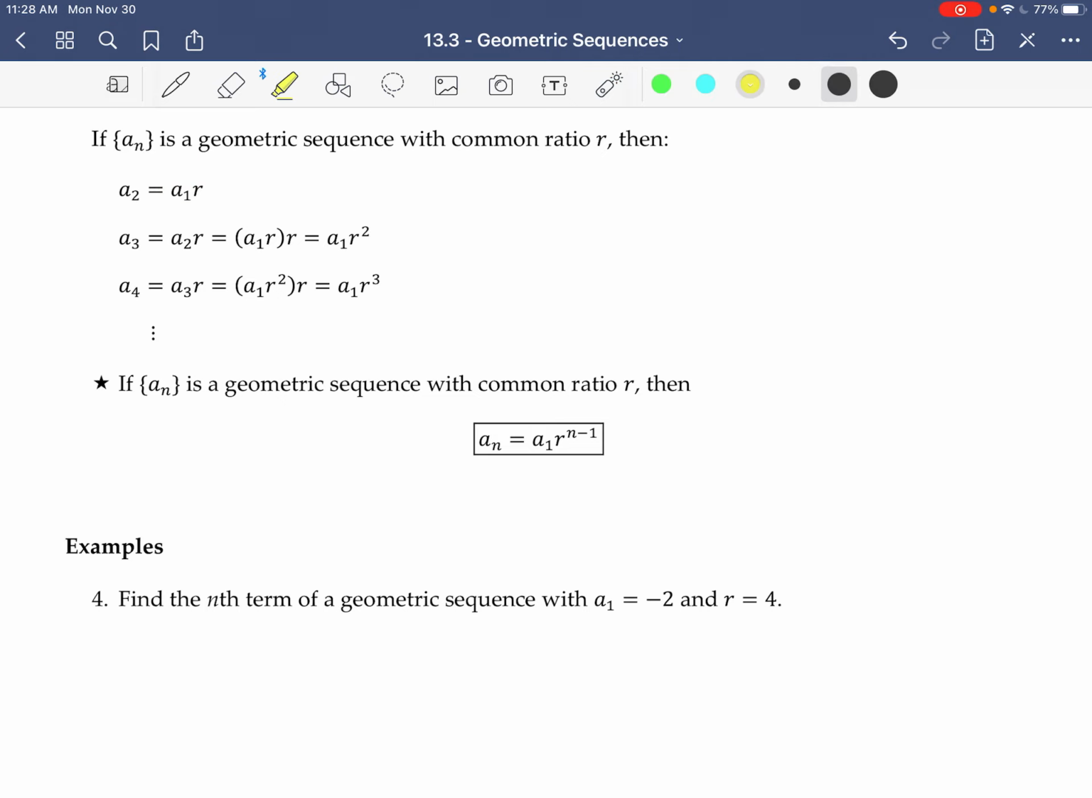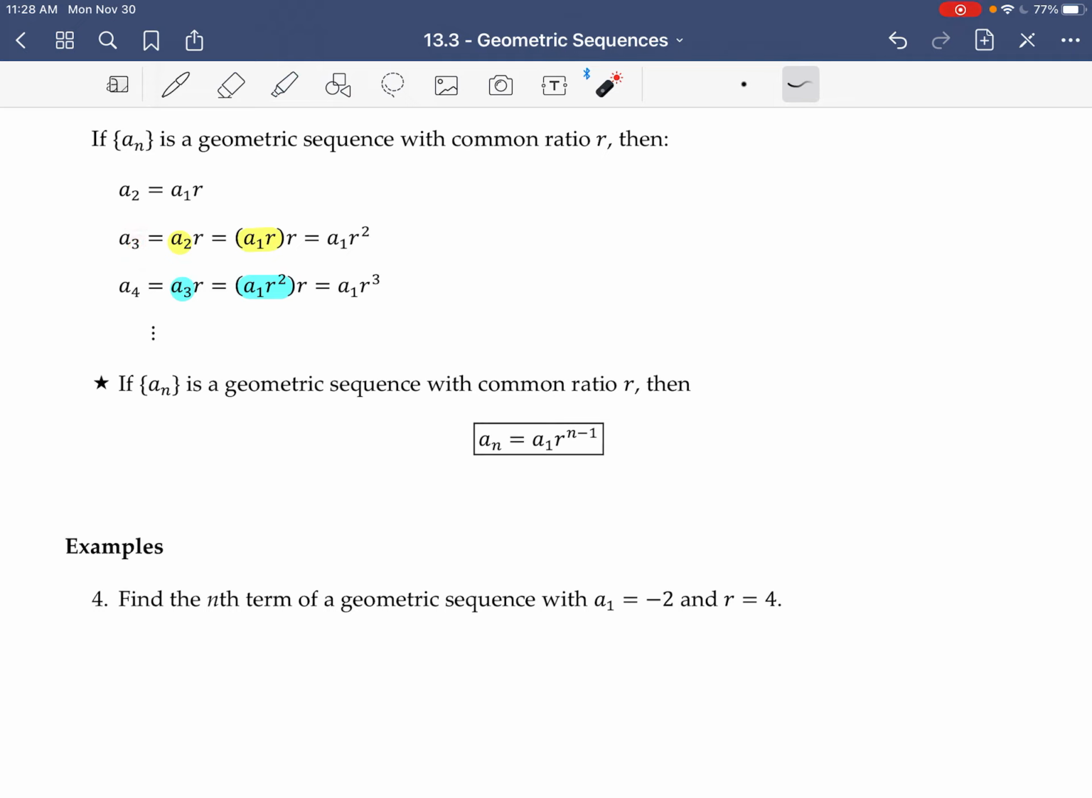Okay, but then A3 is A2 times r, but A2 is actually A1 times r. So then I could write A3 as A1 times r squared. Similarly, A4 is A3 times r, but A3 is A1 times r squared. So A4 could be written as A1 times r cubed. So now you might see the pattern.